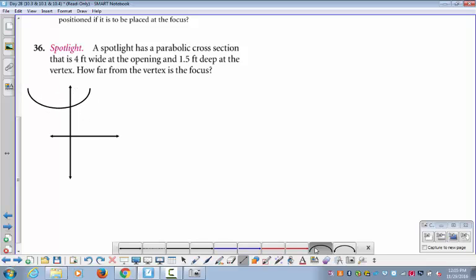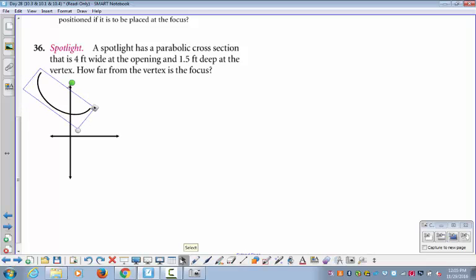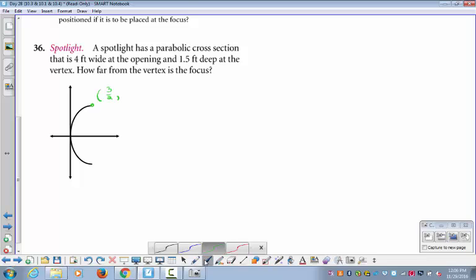All right, so we have something like that. And they tell us that it's 1.5 feet deep at the vertex, 4 feet wide. So if it's 4 feet wide, this point right here is up at 2. It's 1.5 feet deep, so this is 1.5, which let's write as 3/2, 2. So that's on the parabola. Again, it's opening to the right, so it's going to be just like the other one.